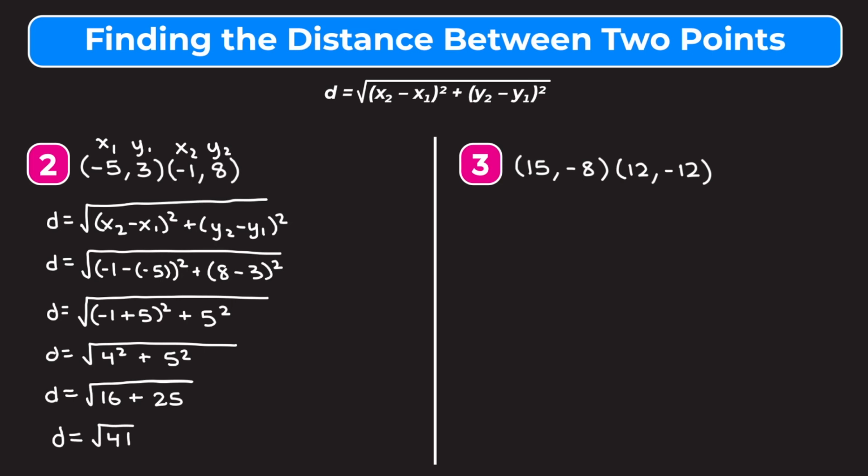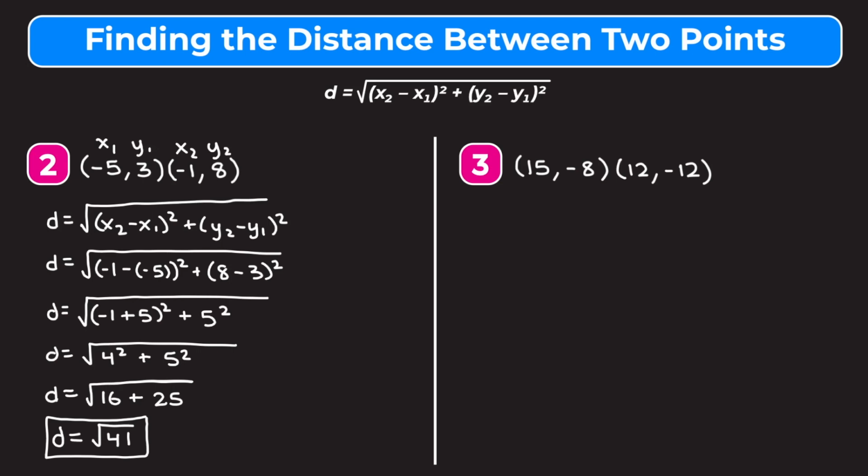We can't simplify the square root of 41. It doesn't have a nice whole number square root, and no perfect squares go into it. So we're just going to leave our answer as is. If you want to find out the decimal version or decimal approximation, you can put it in your calculator, but I'm going to leave it as the square root of 41.